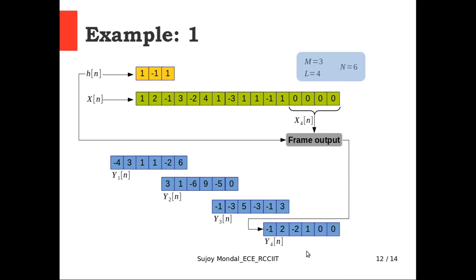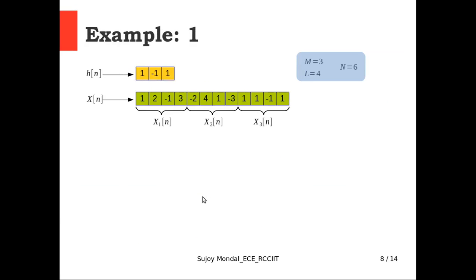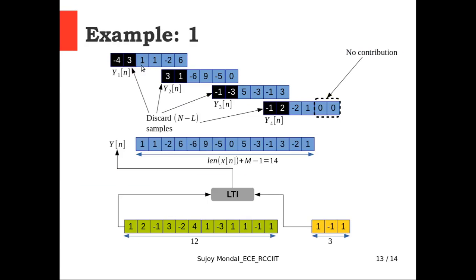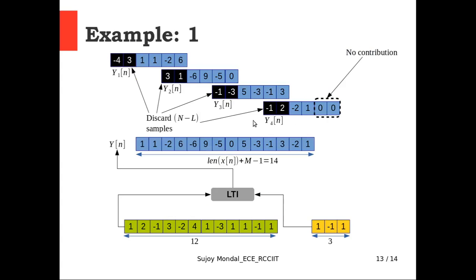Now we have to go for the combiner process. What is the combiner process? We already have seen that from each output frame, the first n minus l samples should be discarded. We have to simply throw them out. Here n minus l means 2. So from each output frame we have to discard the first 2 samples. These black shaded cells are what we are discarding from each of the output frames.